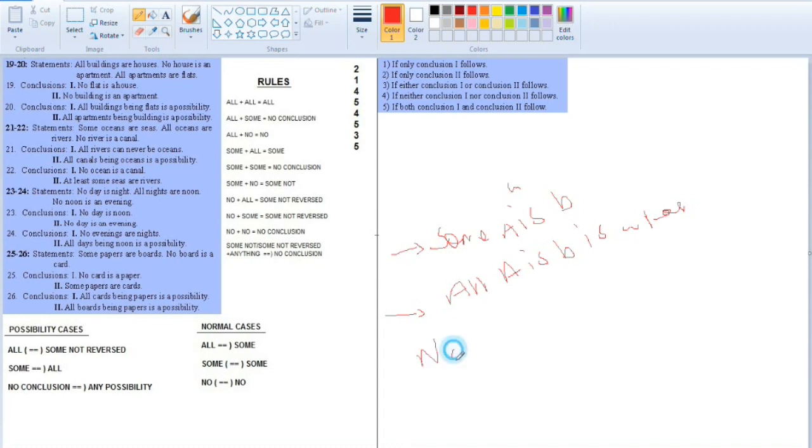Suppose we get no conclusion, like when we are getting no plus no, then anything is a possibility. So if we get no conclusion, the answer will be right. Mostly we will not get no conclusion, but suppose we get it, then the answer will be right. We can go for the sums.